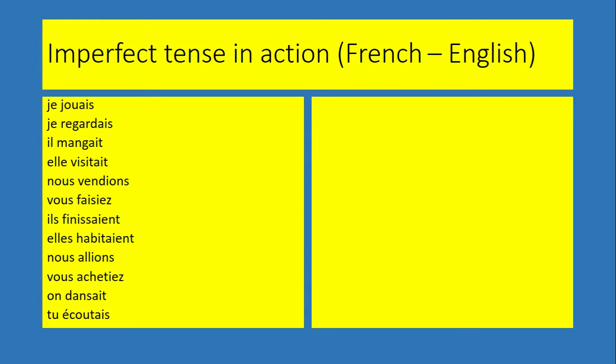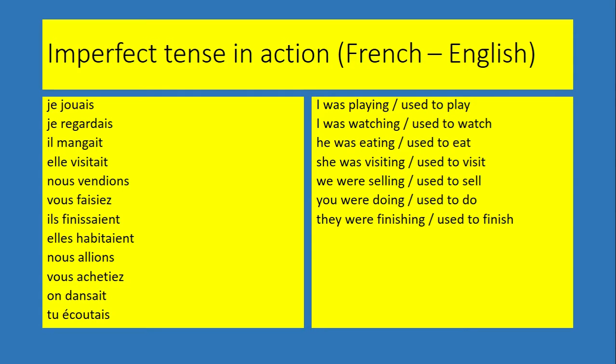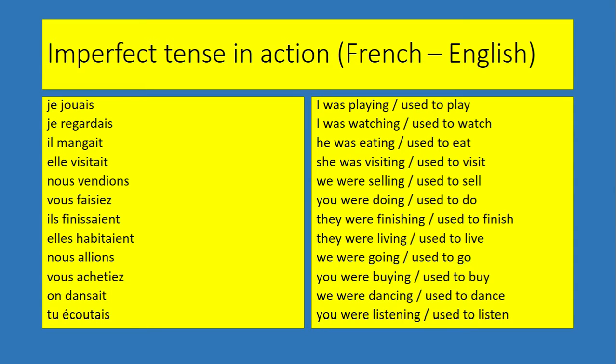Okay, so can you translate these from French to English? Grab a piece of paper or say them out loud. Why not press pause before I give you the answers? Okay, here are the answers. As you can see, don't forget the imperfect tense can be translated two ways: I was playing, I used to play, I was watching, I used to watch, etc.